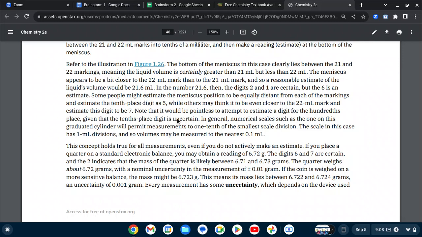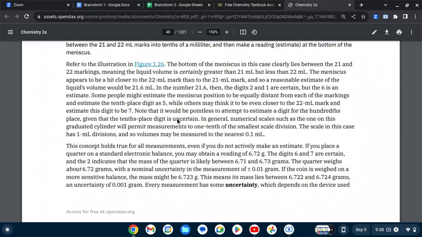This concept holds true for all measurements, even if you do not actively make an estimate. If you place a quarter on a standard electronic balance and you obtain a reading of 6.72 grams, the digits 6 and 7 are certain, and the 2 indicates that the mass of the quarter is likely between 6.71 and 6.73 grams. The quarter weighs about 6.72 grams, with a nominal uncertainty in the measurement of plus or minus 0.01 gram. If the coin is weighed on a more sensitive balance, the mass might be 6.723 grams.